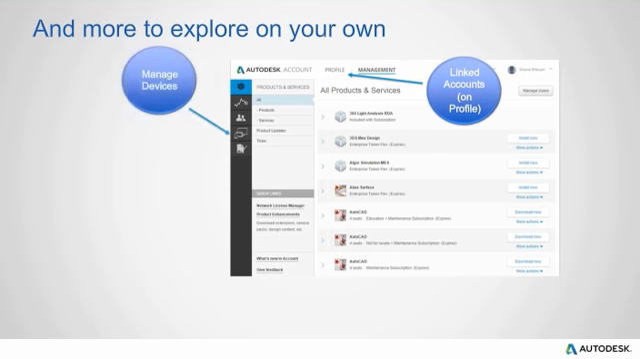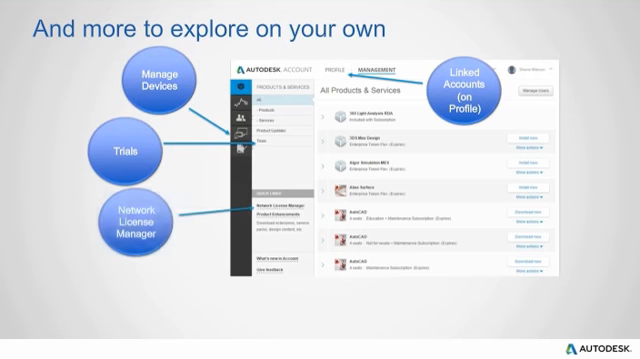Then we have Manage Devices. This is where you'll see a list of devices where desktop subscription software is uploaded to. Trials, this is where you can manage and even sign up for cloud service trials. There's a link here to get more information on how to manage network licenses. Access to Autodesk Account tutorials. There's lots of great tutorials on this site.